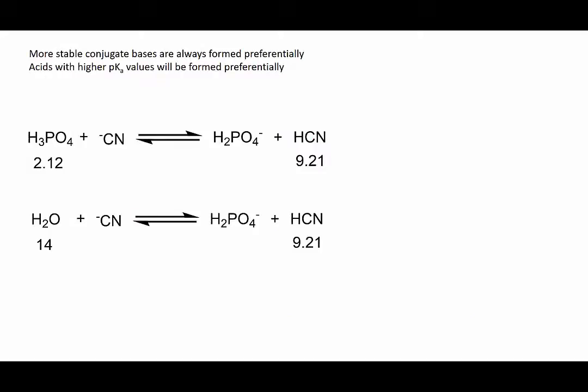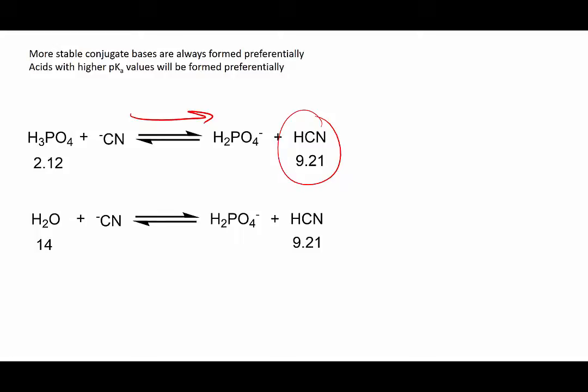The last thing that you need to be able to do with pKa values in acid-base chemistry is predict which way the reaction will go based on pKa values. In general, the side with the higher pKa acid is always going to be favored because generally their conjugate bases are more stable. So let's look at this first reaction. Which one has a higher pKa value? Hydrogen cyanide does. So the reaction equilibrium is going to be forced this way.